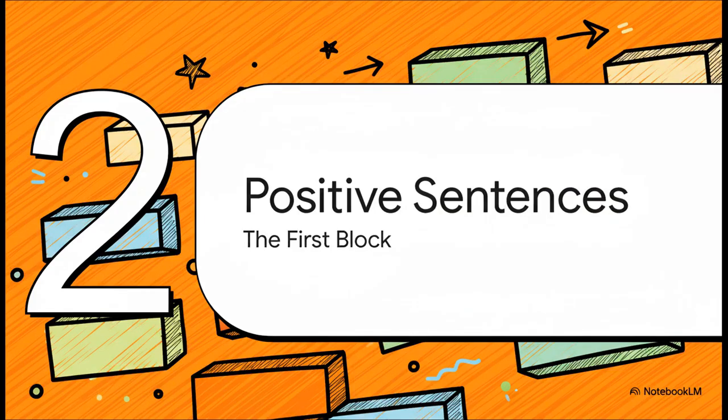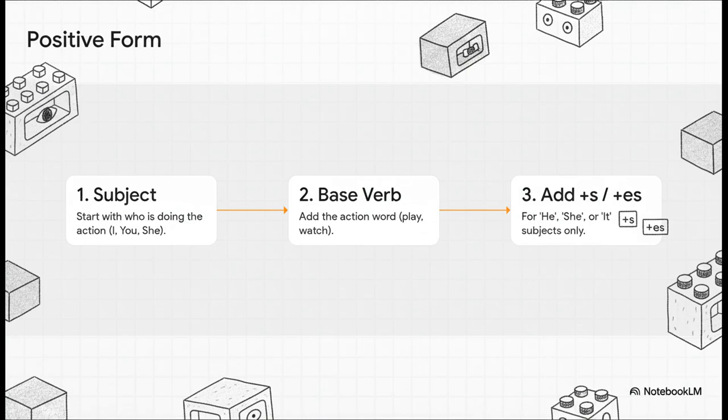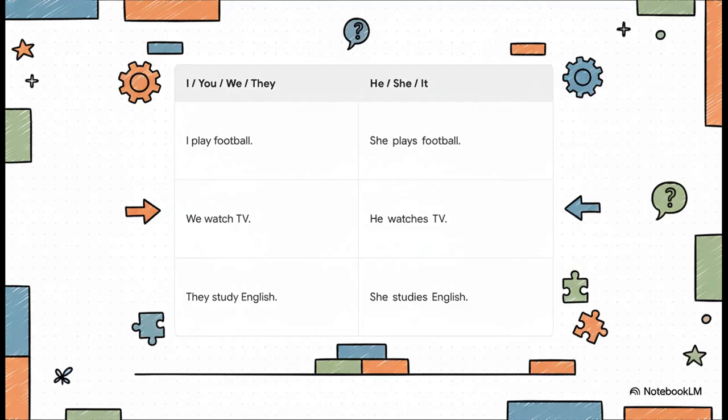Okay, foundation is laid. Let's grab our first building block and figure out how to put together a simple, positive sentence. This is probably the structure you're going to use the most. The formula is super simple. You start with your subject, that's who or what is doing the action. Then you add the verb, the action itself. But here's the one crucial rule you absolutely have to remember. If the subject is he, she, or it, you have to add an S or ES to the end of the verb. And this table just illustrates that key difference perfectly.